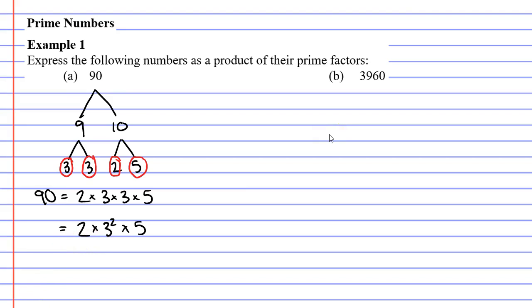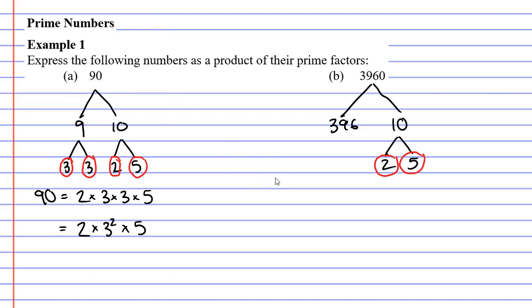Let's now find the prime factors of 3,960. So the most obvious factors I can see here at the moment is 396 times 10, and the 10 can break up into 2 and 5. Now I'm going to circle them because 2 and 5 are primes. There's no point branching out any further from those two numbers.